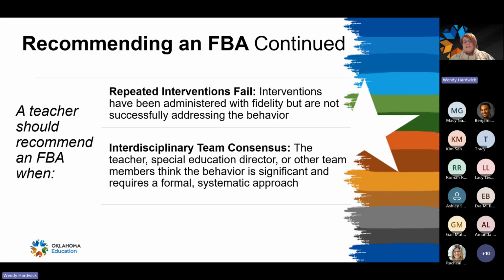This slide adds more criteria, such as failed interventions or team consensus, that a formal process is needed. A student doesn't need to be in crisis to qualify for an FBA. Early referrals can help prevent the escalation. So we're looking for those patterns of disruptive behavior and lack of progress with other interventions.